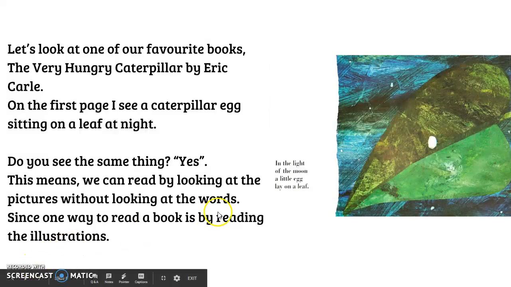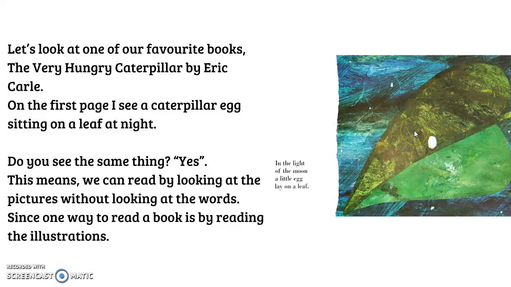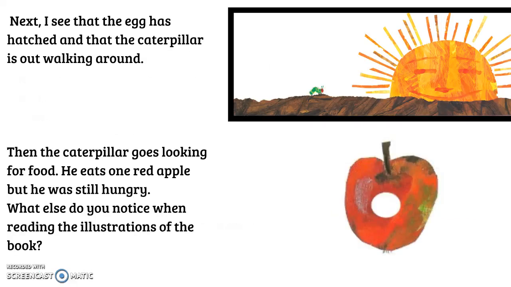On the first page, I see a caterpillar egg sitting on a leaf at night. Do you see the same thing? Good. This means we can read by looking at the pictures without looking at the words. Since one way to read a book is by reading the illustrations, next, I can see that the egg has hatched and that the caterpillar is out walking around.